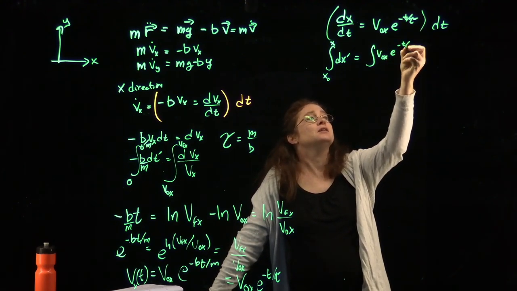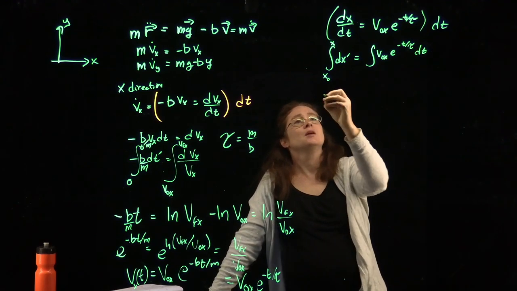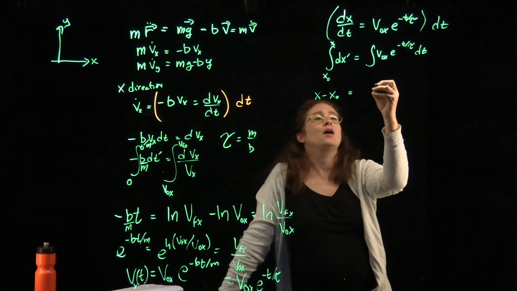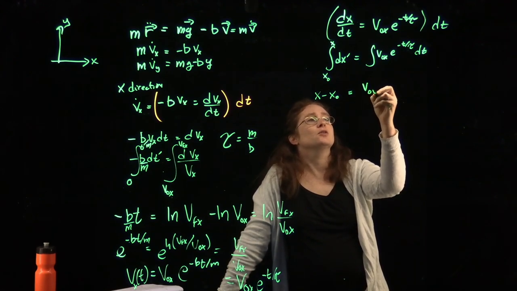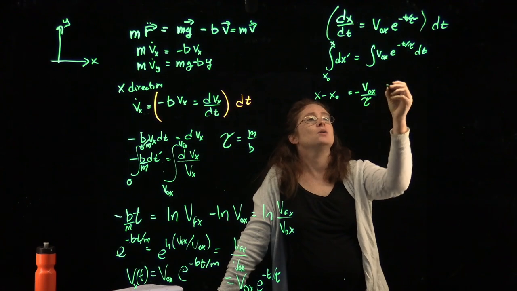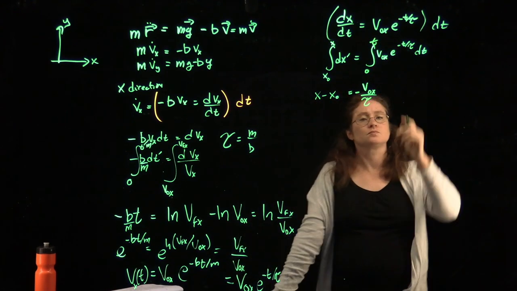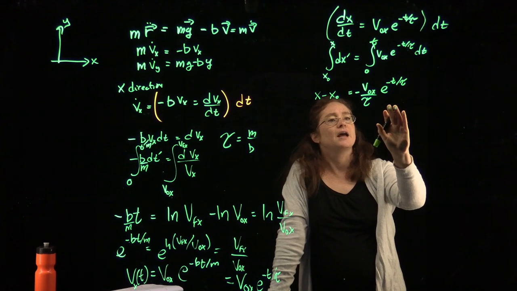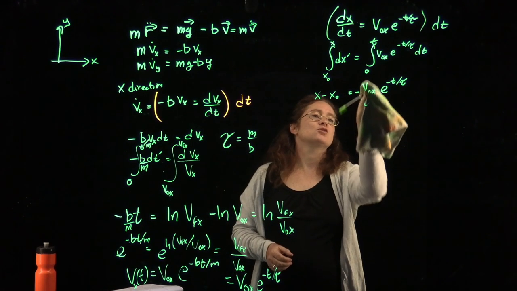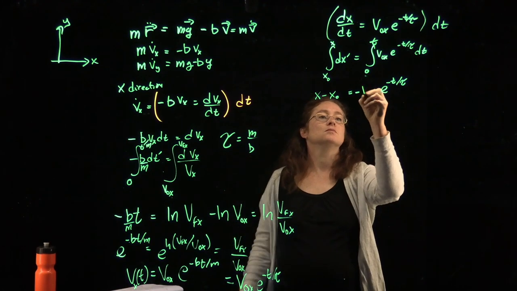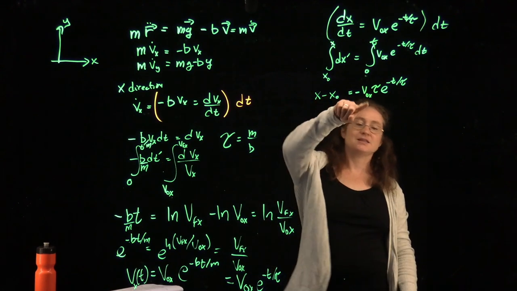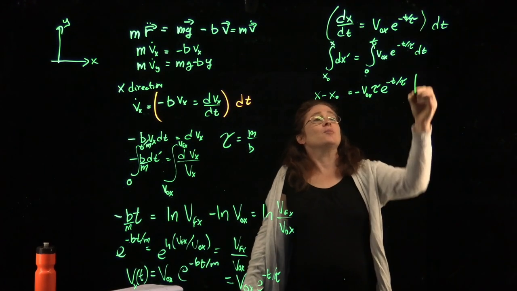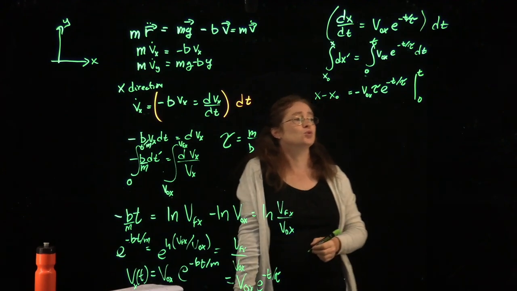v0x e to the negative t over tau dt. This is going to give me x minus x0 on this side. Here I have v0x over a negative tau. Here I'm going to go from 0 to t. So e to the negative t over tau. And actually, I messed up the units. This should be v0x times tau. And this makes sense. I screwed up my units here. Meters per second times seconds gives me meters, so that has the right units. And I'm going to evaluate this from t to 0.